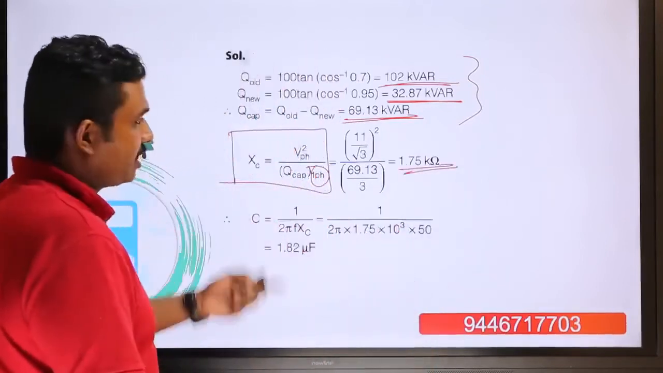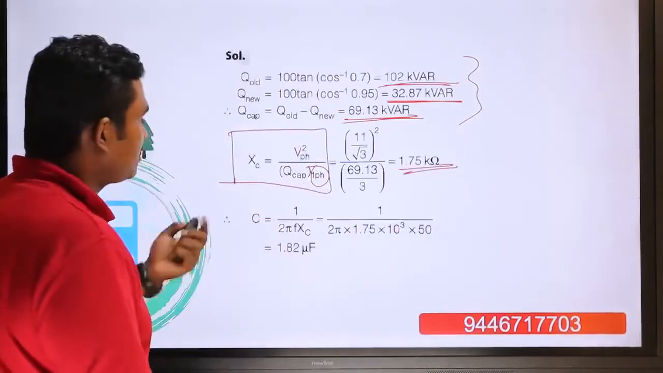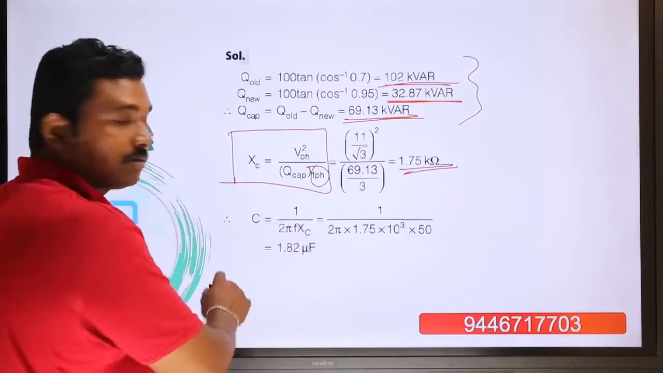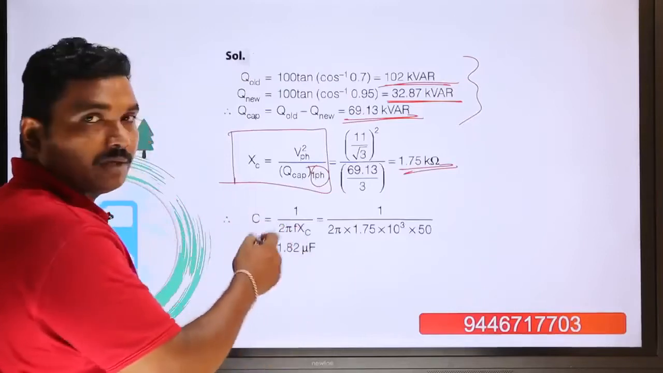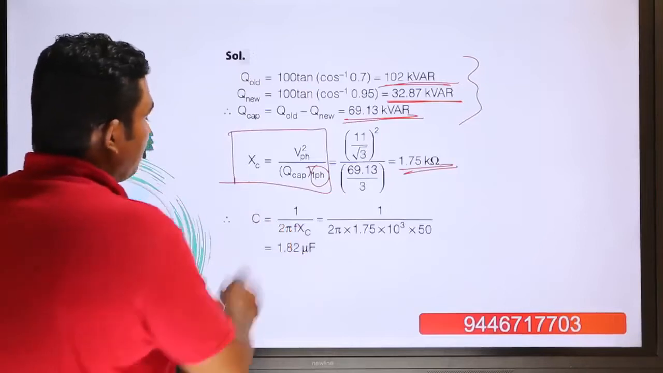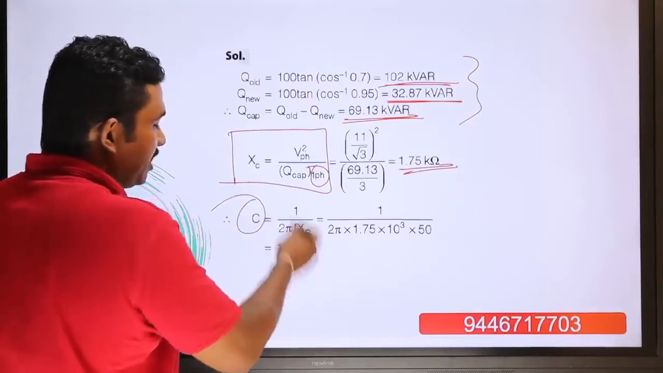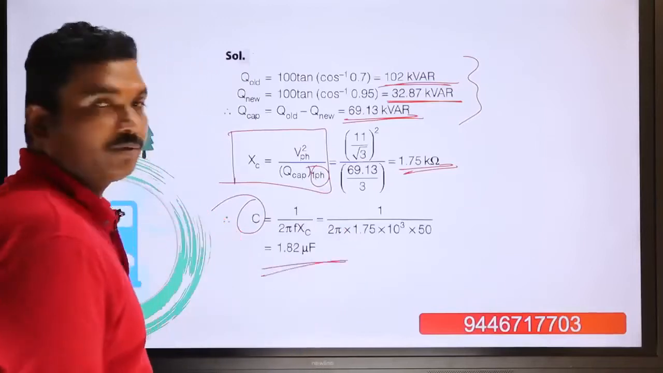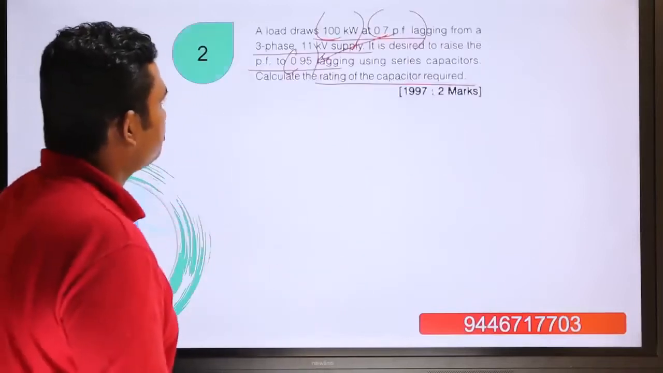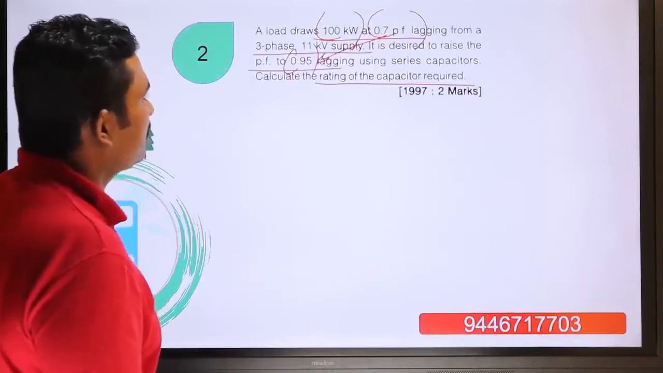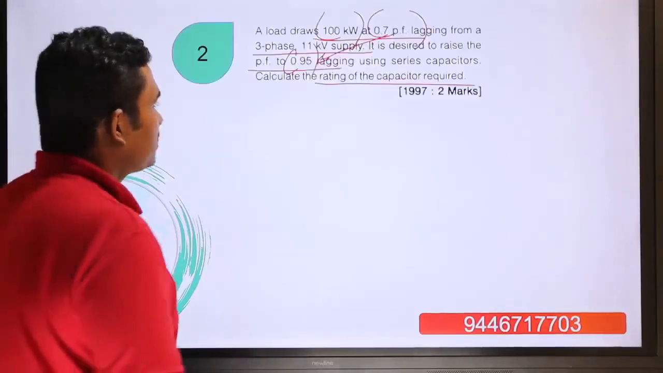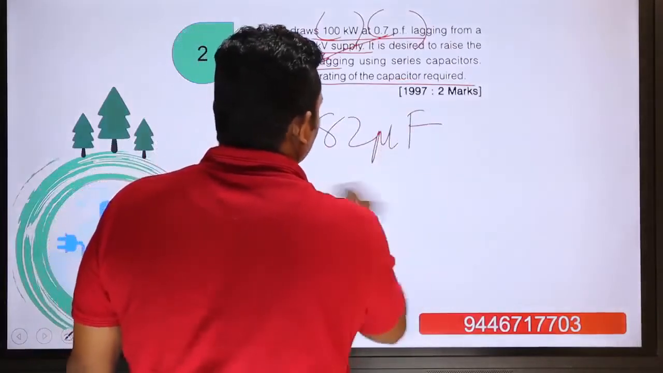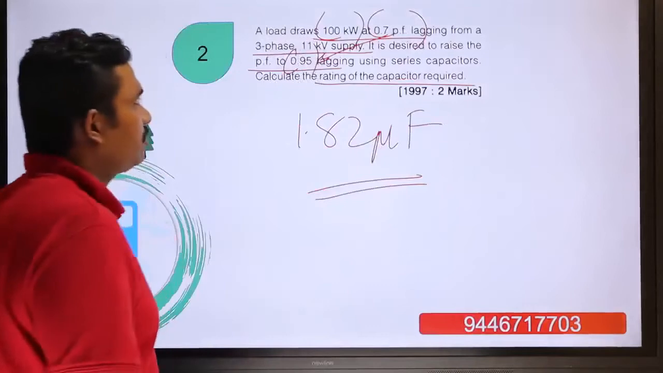This XC has to be converted to the value of capacitance C. So XC is equal to 1 divided by 2 pi FC. So capacitance is equal to 1 divided by 2 pi F into XC. Substituting the values, capacitance will be obtained as 1.82 microfarad. So what is the value of the rating of the capacitance required? The capacitance required is 1.82 microfarad. So this is the answer for question number 2.